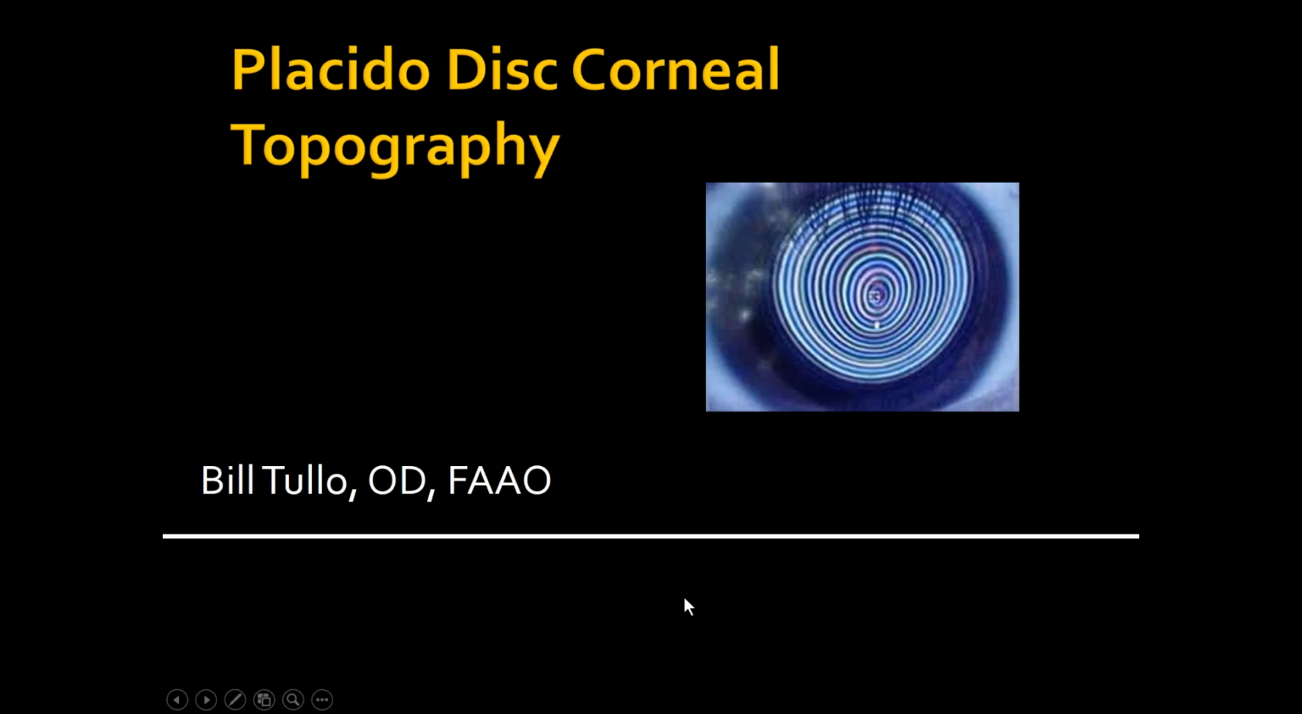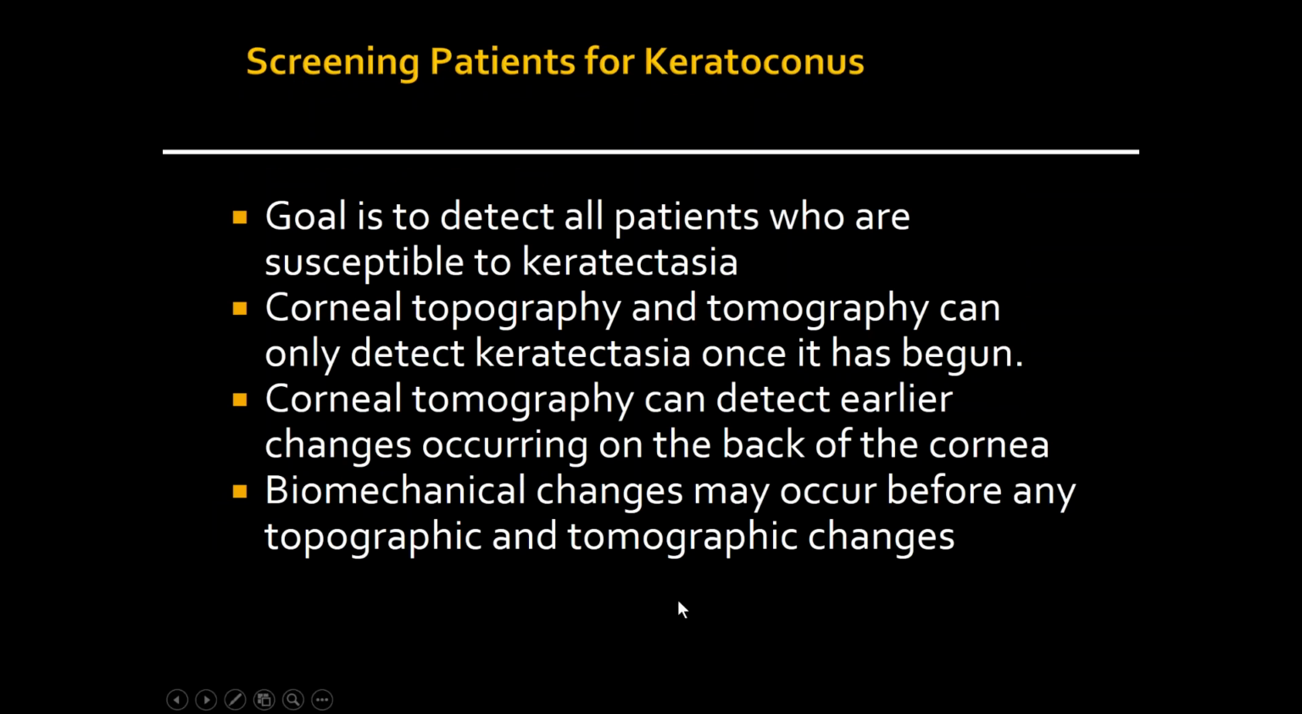So tonight we're going to spend some time talking about different ways to detect keratoconus, and trying to detect it, obviously, as early as possible to provide our patients the best care possible. We're going to start with a simple concept that's important to remember: our goal is to detect the patients who not only have the disease but who are going to get the disease.